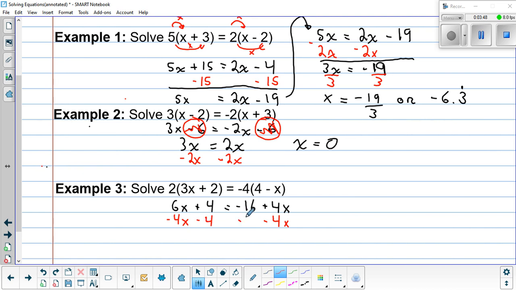So minus 4, and all together I'm going to do this as 2x. That's going to be equal to negative 20. At this point I can divide by 2 and divide by 2. So I'm going to find that x is equal to negative 10.